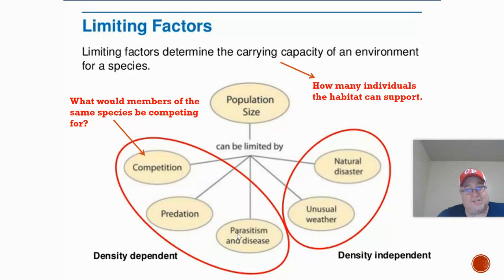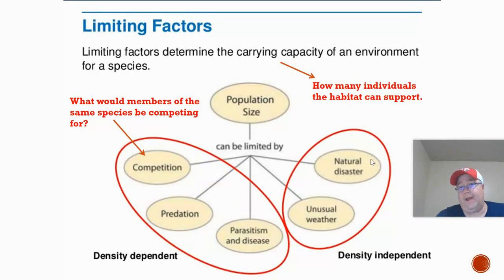The more elephants there are, the more likely they're going to be preyed upon by a lion or whatever. The more elephants there are, the more likely there's going to be disease amongst those elephants, right? Because there's more contact with those elephants. The more elephants there are, the more competition there's going to be between the elephants, whether it be for mates or for water or whatever it is. So, these are things that can limit the population size, but they become more problematic as the population gets bigger.